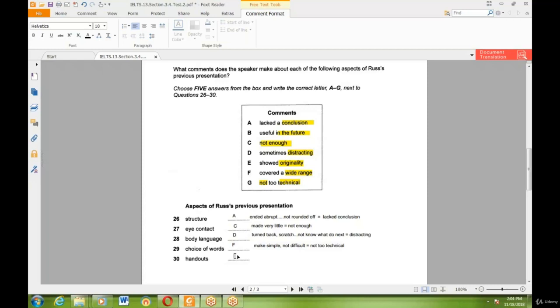30 is B. And what did they say? People can refer to later on. Okay, so people can refer to later on equals useful in future. You see what they did here? It's about synonym language. But when you're practicing, this is how you practice.